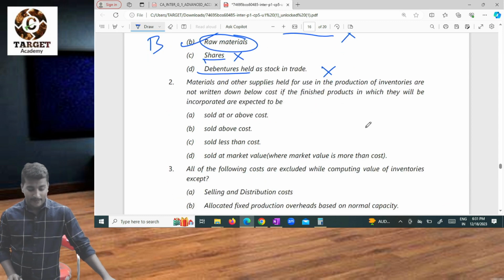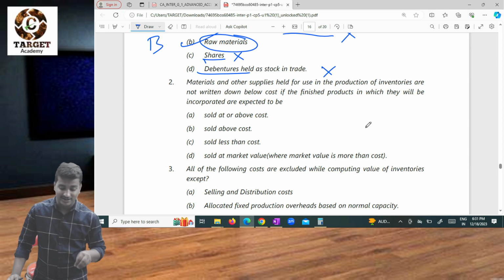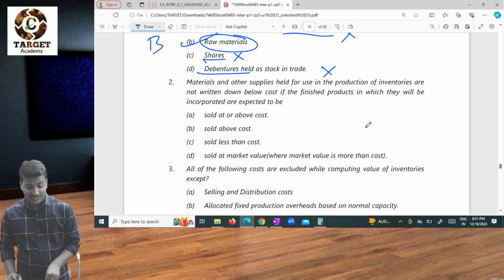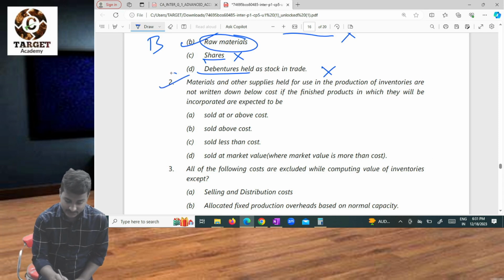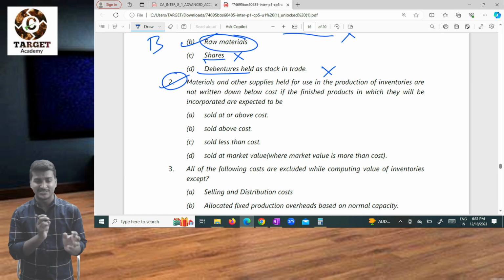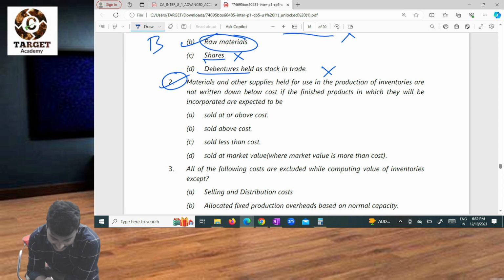Second one, look: materials and other supplies held for use in the production of inventories are not written down below cost if the finished product in which they will be incorporated is expected to be sold at or above cost. So the question is simple, but the terminology is a little bit difficult, right? Materials and other supplies held for use in the production, simply he is telling about raw material.